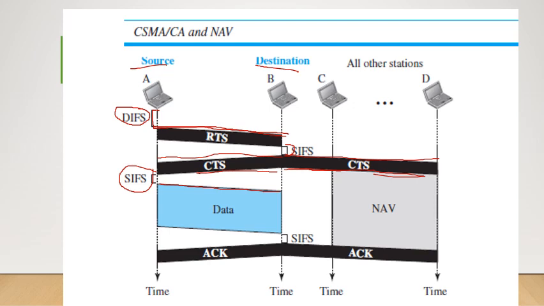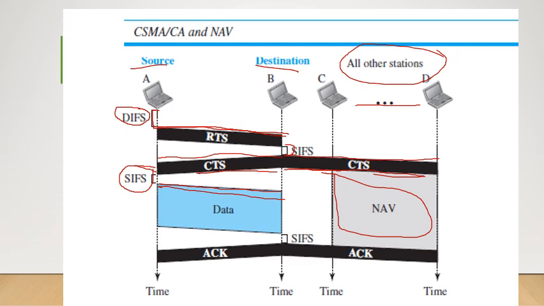Here, if you observe carefully, the CTS is signaling the source to send the data. But for all the other stations, it can be C, D, E, F, any stations, it is using something known as network allocation vector. NAV stands for network allocation vector. It's a vector or a time duration. It is as though telling all the other stations that, look, A is going to use this media for transmitting, and no other stations should transmit.